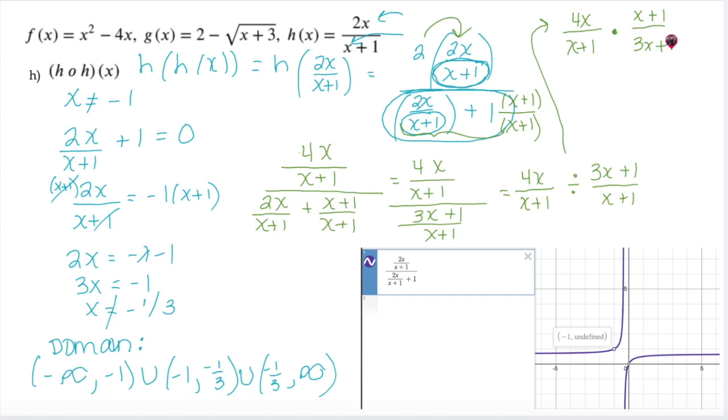You could certainly skip from this step to here if you like, if that makes sense to you. If not, please add in those additional steps that make sense.